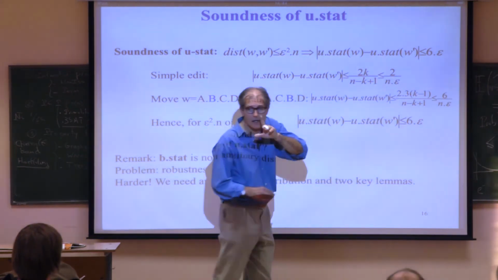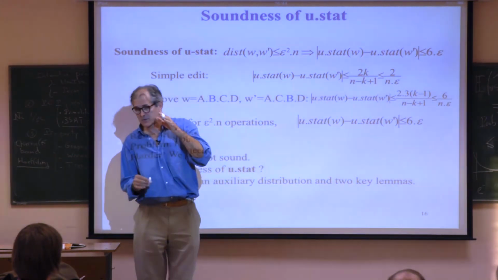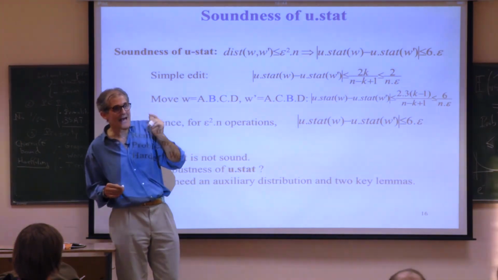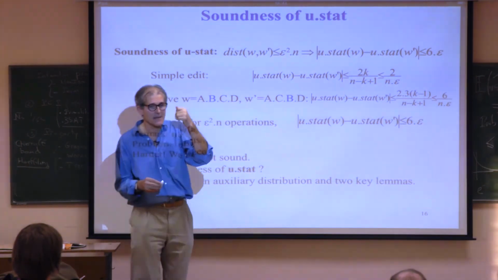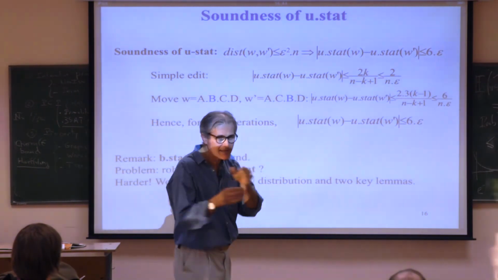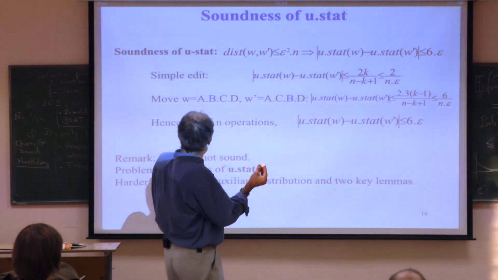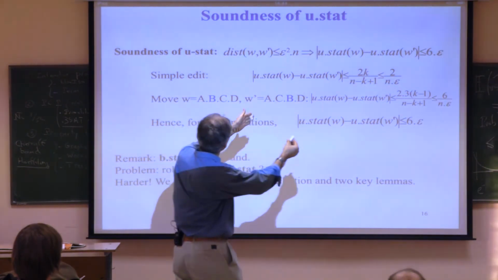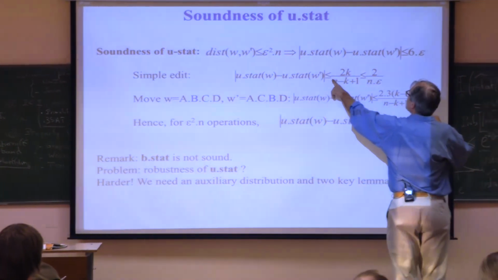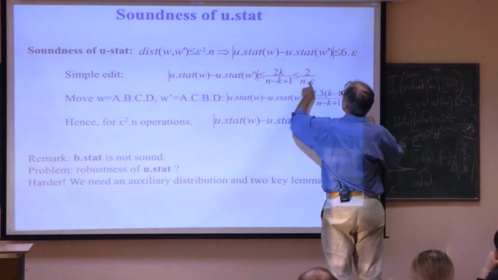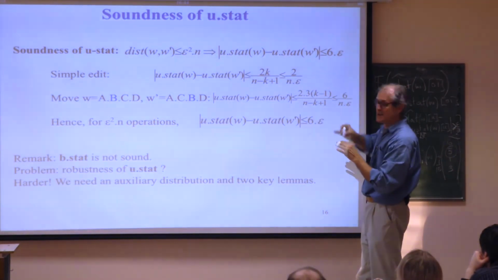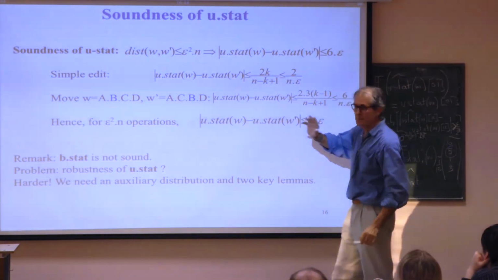Well, what do I do? I look at the effect of each operation. How much does the statistic change when I make an edit? How much does it change when I make a move? And so on. For each edit operation, I look at the variations. So for example, for a simple edit, the variation is smaller than that, which is smaller than that, which is easy. But the big thing is when you make a move.